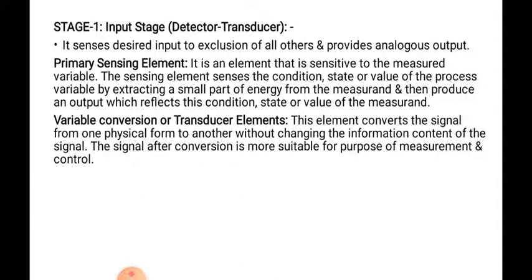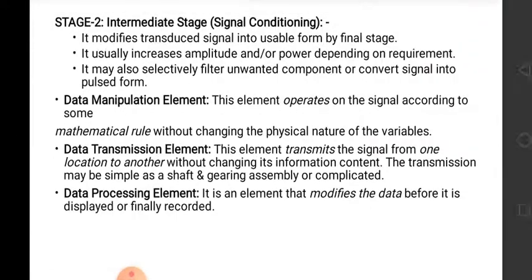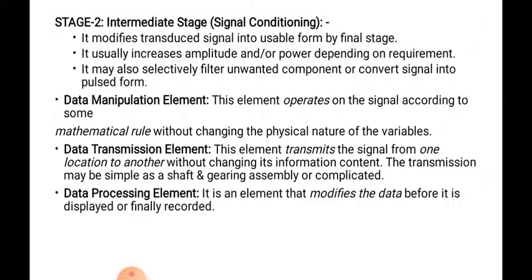जाते, just by changing the physical form from one form to another form, and the signal after conversion is more suitable for the purpose of measurement and control. Okay, now whatever the information converted from one physical form to the other physical form, that will be transformed to the intermediate stage, that is signal conditioning.